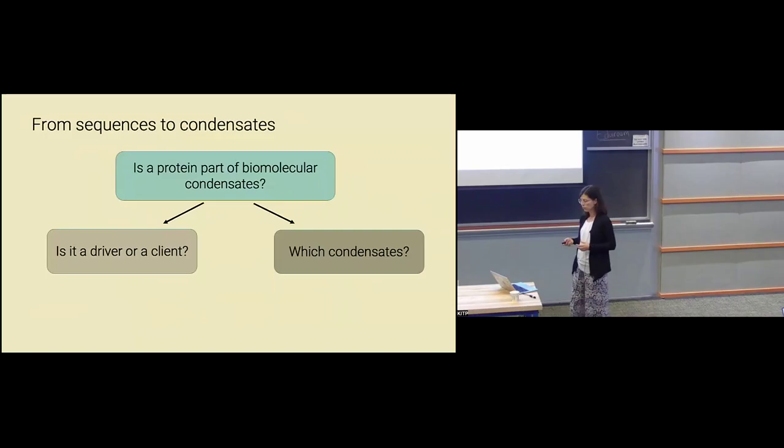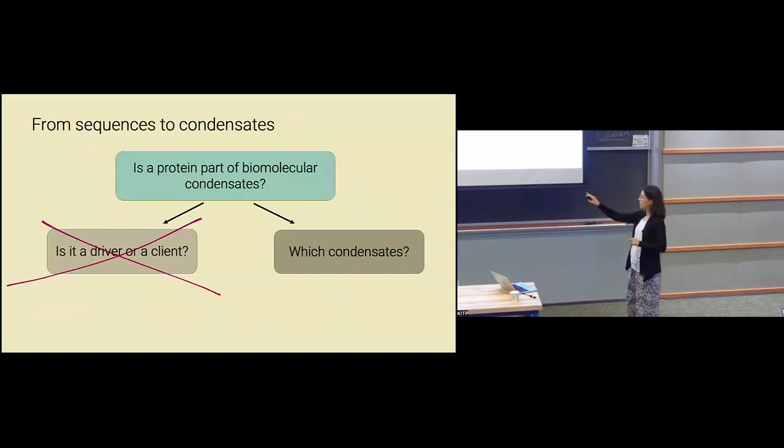So what we want to do basically is to predict from the sequence whether a protein is part of a biomolecular condensate. We also thought it would be really great to be able to distinguish drivers and clients, and also be able to predict which condensate a protein would belong to. And then we gave up on this question basically because it turns out that proteins can be a driver in one condensate and a client in another. So that means that it's not only the property of the protein, but actually the collective of a given condensate.